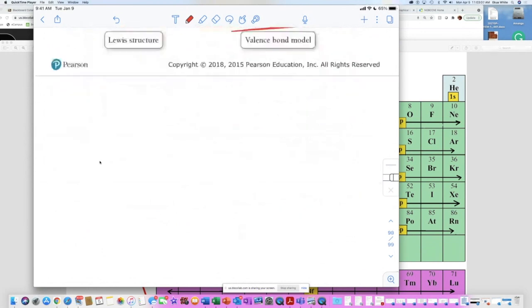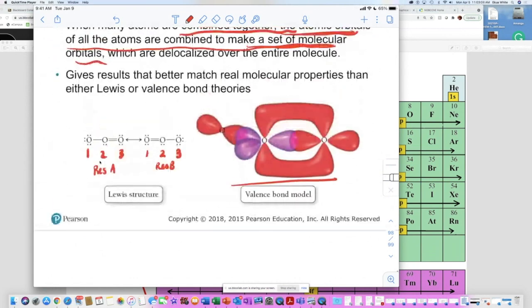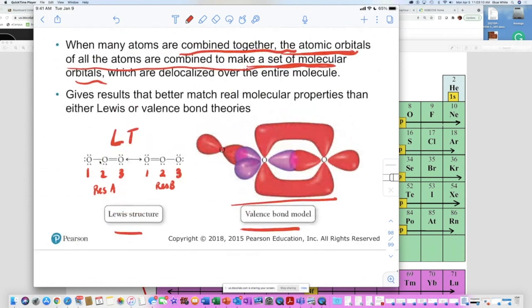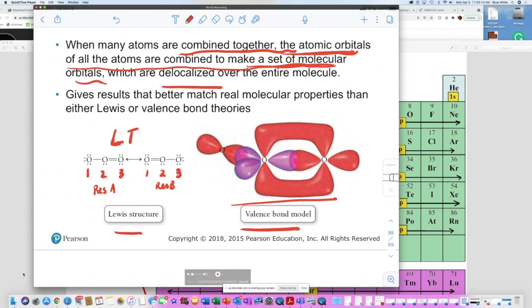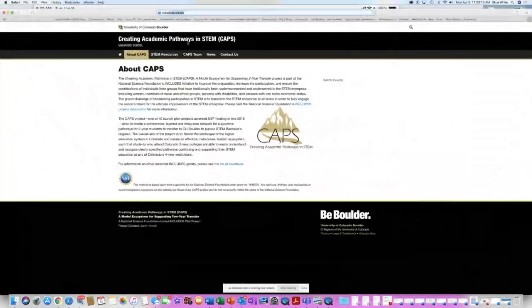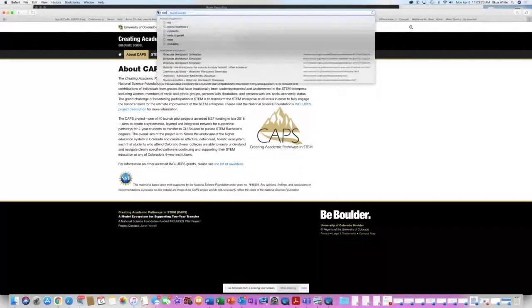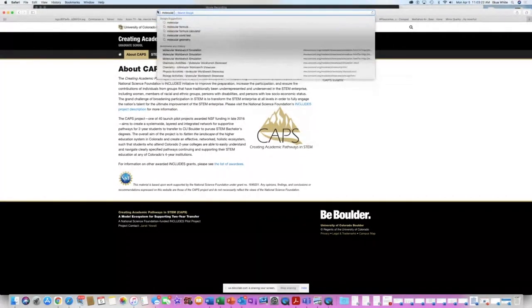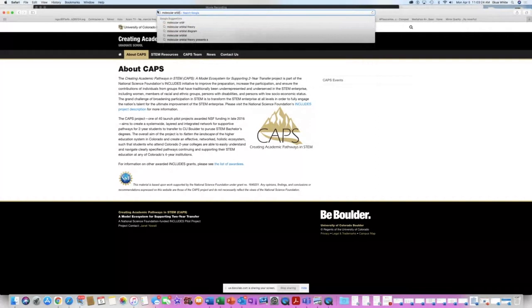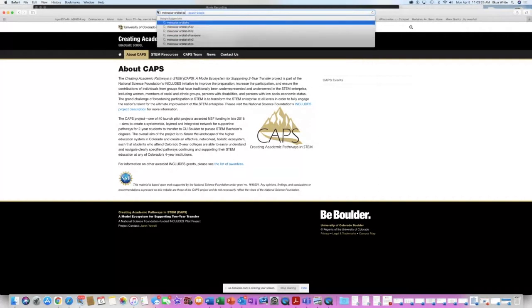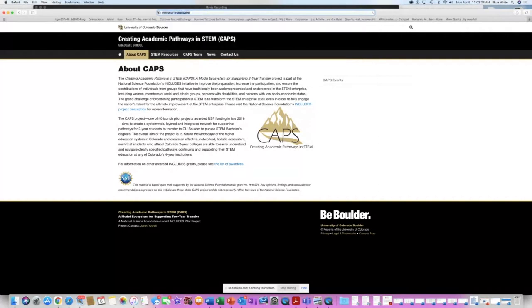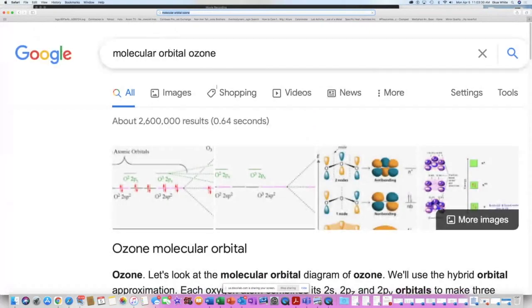Now, weirdly enough, at this point they show us Lewis's theory. This is literally Lewis's theory. This is valence bond, right? But then there's no molecular orbital theory. So for this part here, I'm going to detour real quick and Google molecular orbital of ozone. Hopefully I see that.